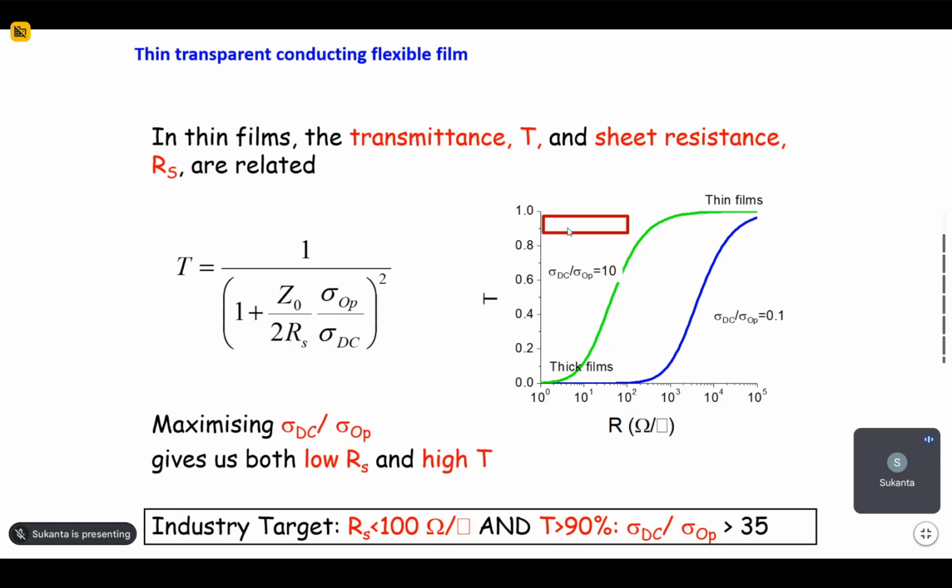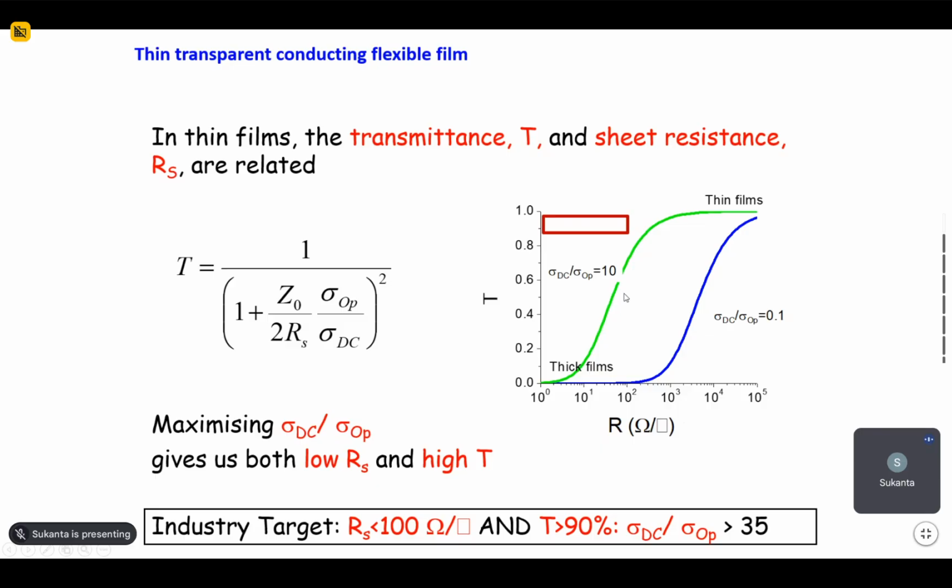And for thin film, the surface resistance and the transparency relation is like this, where sigma OP is the optical conductivity, sigma DC is the DC conductivity of the thin film, Z0 is the free space impedance, and RS is the surface resistance of the film. If we plot T versus RS, we will get this type of curve, and from here we can calculate sigma OP over sigma DC. As we increase sigma OP over sigma DC, the curve shifts towards the left.